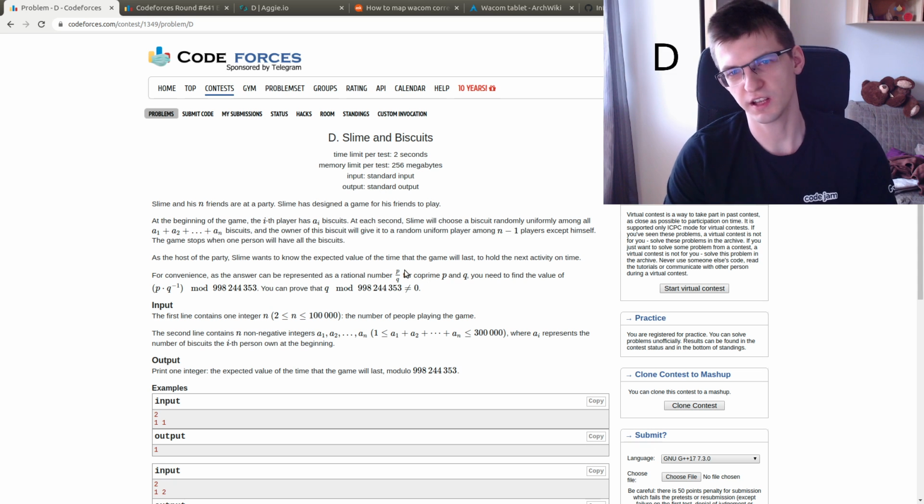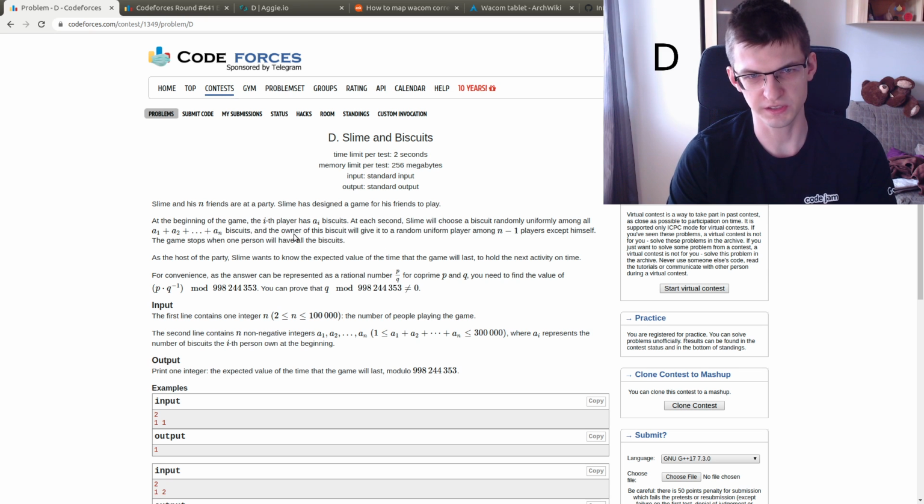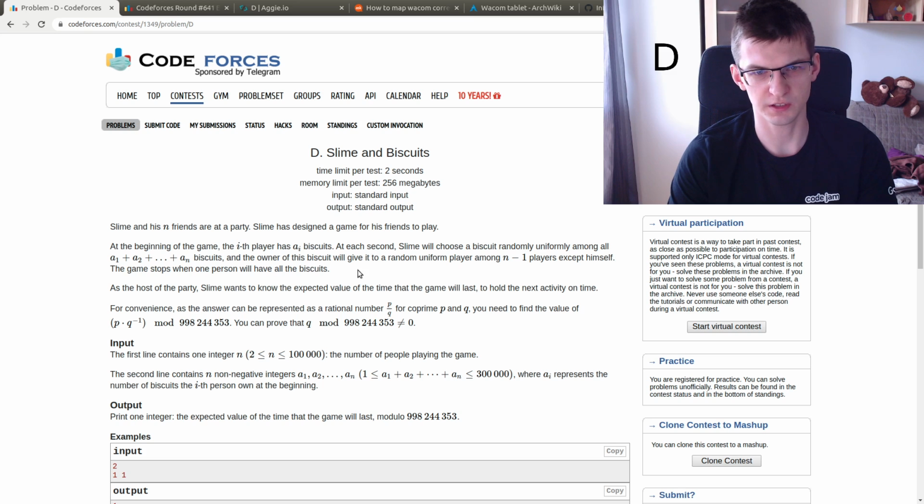Each second, Slime will choose a biscuit randomly, uniformly among all biscuits, and the owner of this biscuit will give it to a random uniform player among the remaining players. The game stops when one person has all the biscuits, and we need to compute the expected time of the end of the game.